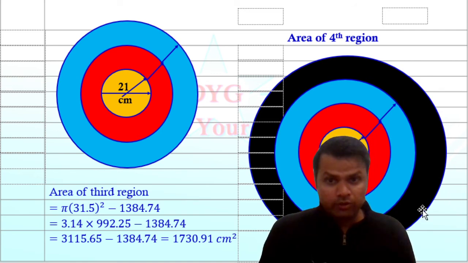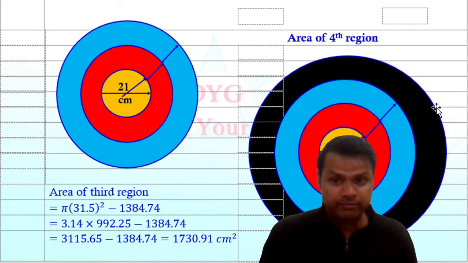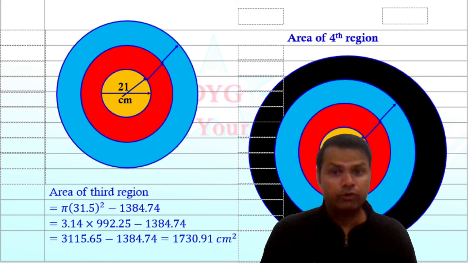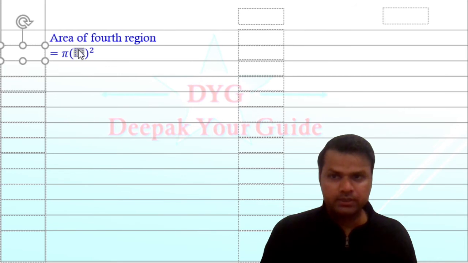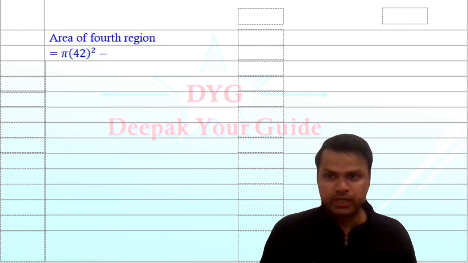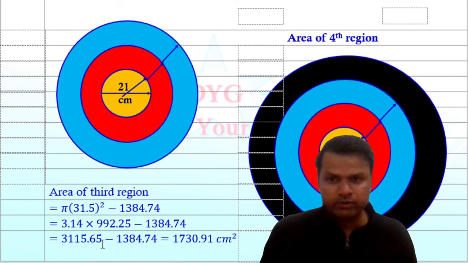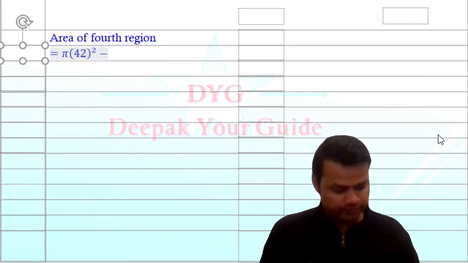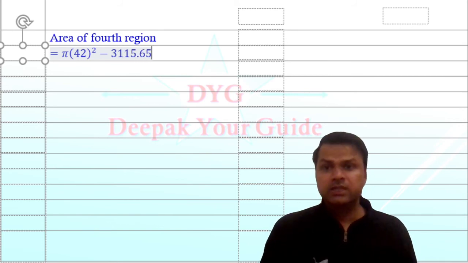That the width of each band is same, which is 10.5, not 10, sorry, 10.5. So we had reached till 31.5, and now we have to add 10.5 as well. So let's add 31.5 plus 10.5, and we get 42. We're getting 42 here, that means now the radius is 42. So we'll write here, and we have to subtract the area, which is 3115.65. This is what we are going to subtract.